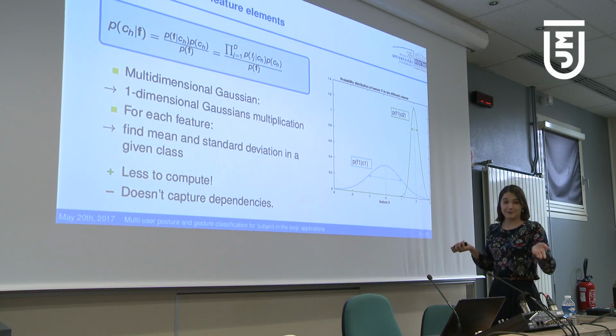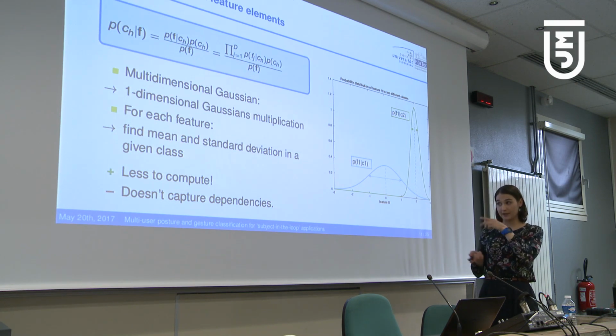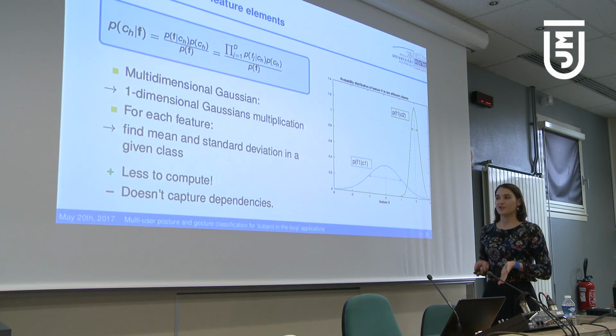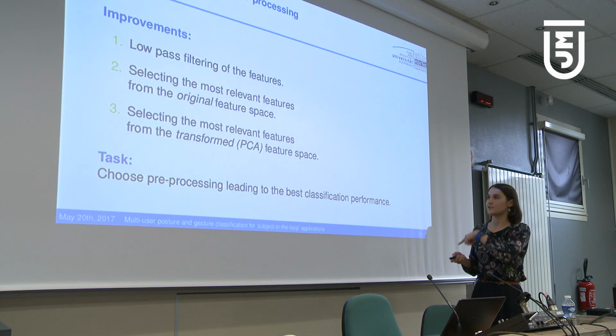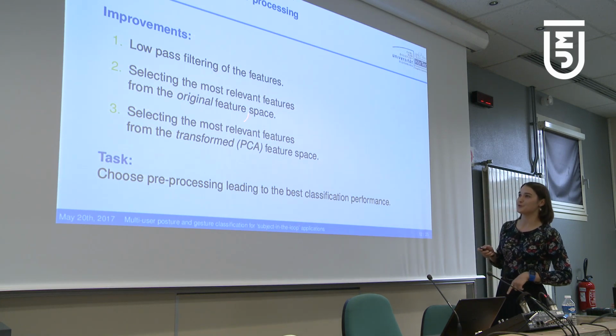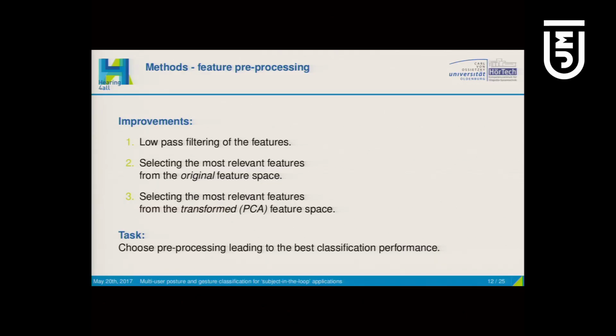Okay, so as I said, why do we do this? Because we have to compute less than in the case of the multivariate Gaussian. But the problem is that it might not capture the dependencies between the data. We can do a couple of things about it. I will not go into the details right now, but it includes low-pass filtering and selecting the features. We have a method for selecting the features to make them relevant.